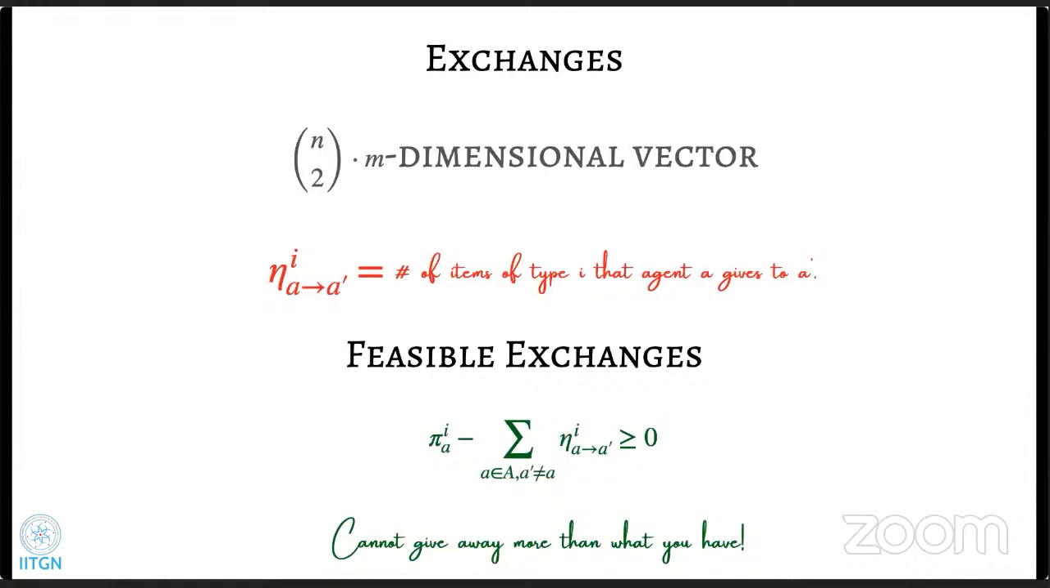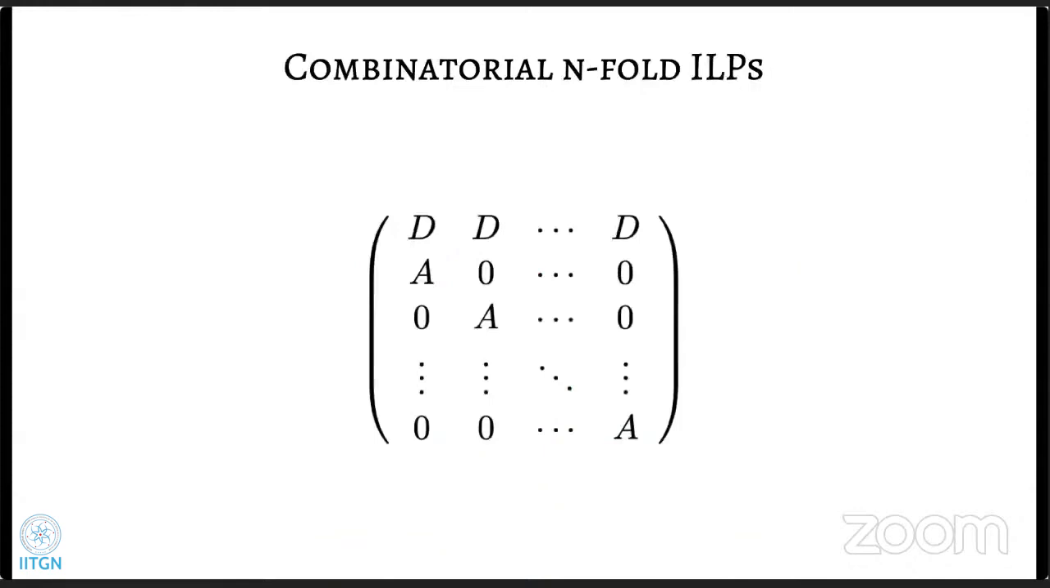So that's sort of an interesting combinatorial observation, and they leverage that in a very interesting way to be able to write down an ILP that sort of captures the problem. In particular, they use what are called combinatorial n-fold ILPs, which, again, I think the best way to get a sense of this is to actually take a look at the paper.